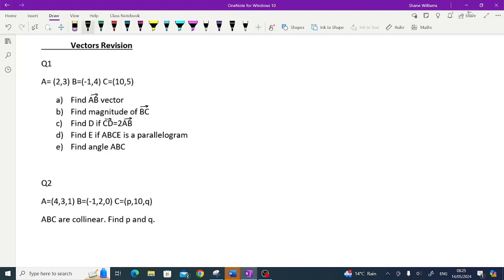Find AB vectors. This is the most important skill. When you're finding AB, you do end position vector minus start position vector. So AB is B minus A. And we get, so this is the journey vector to get from A to B. Let's just say something else quickly.